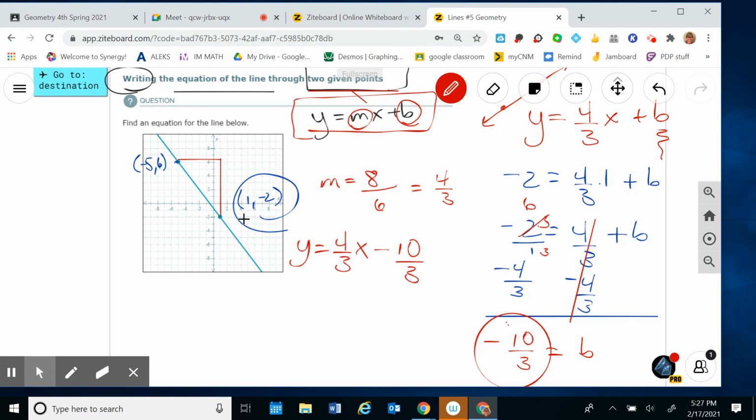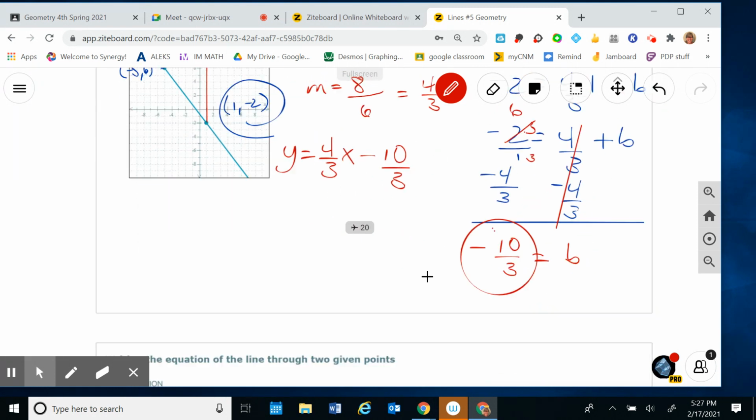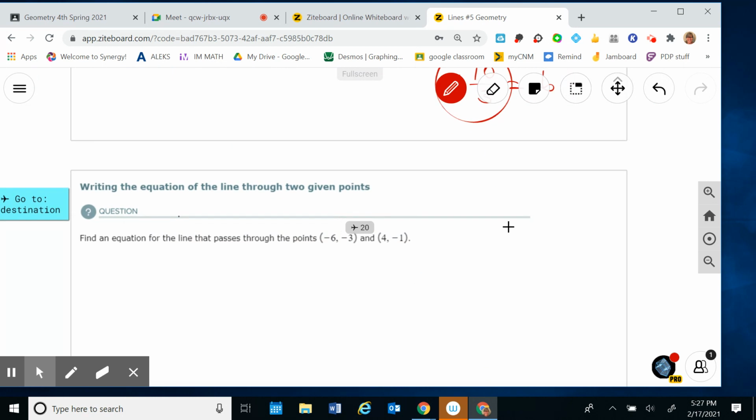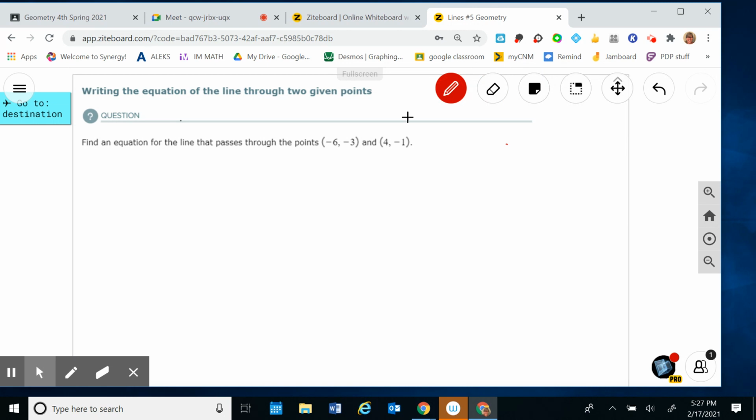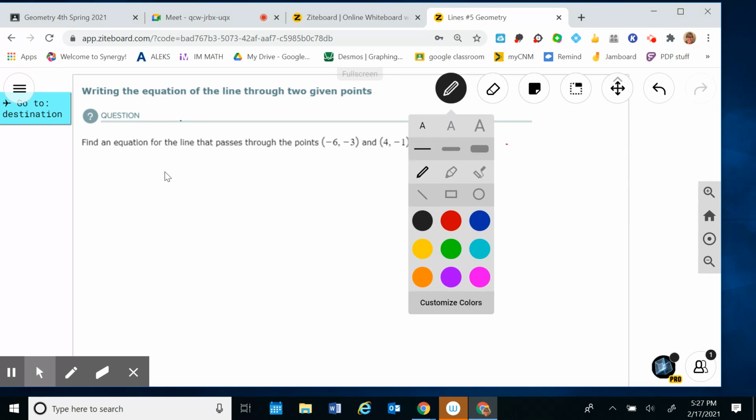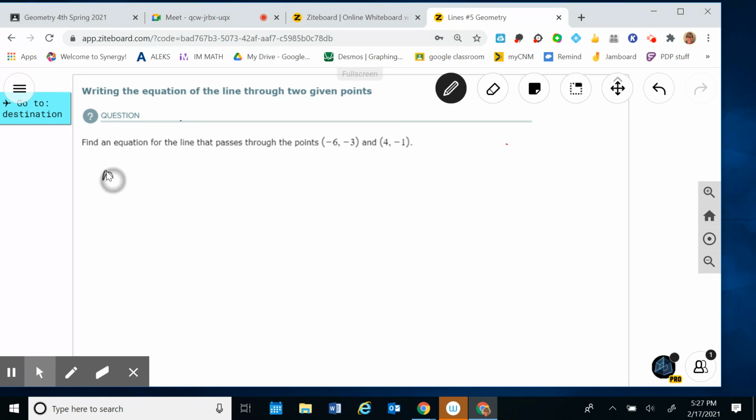Now, the thing is that if you're given, like in the next situation, that one was kind of nice because we had a graph, okay? But most of the time you won't be given a graph. You're just going to be given 2 points. So in my opinion, the easiest way is to use the slope formula. You should have this slope formula memorized. And if not, it should be in your notes for your easy access.